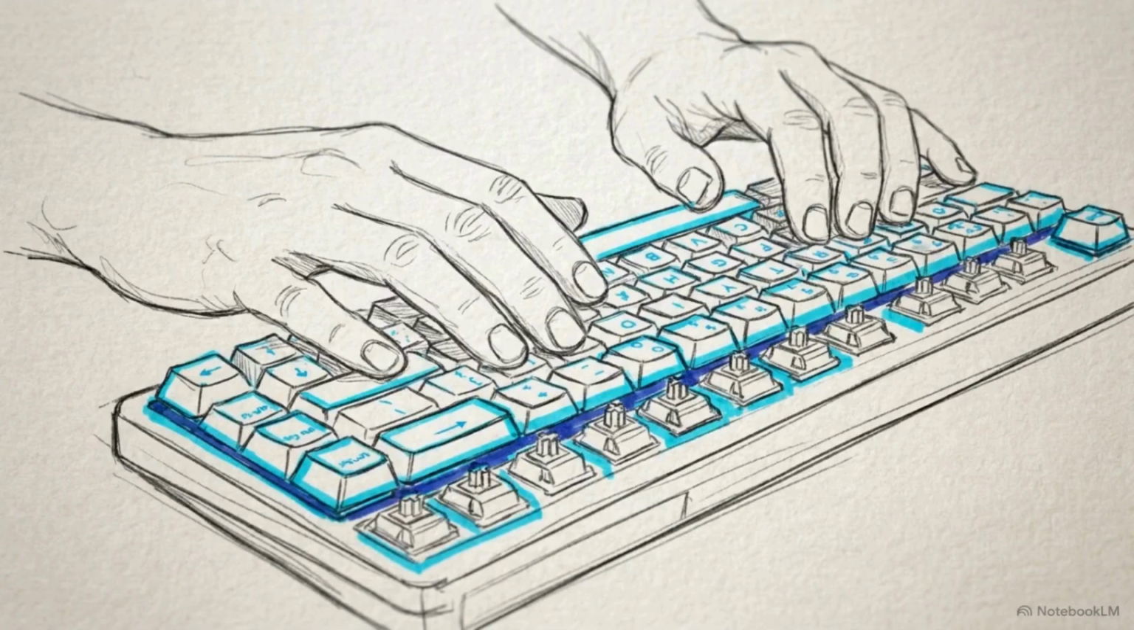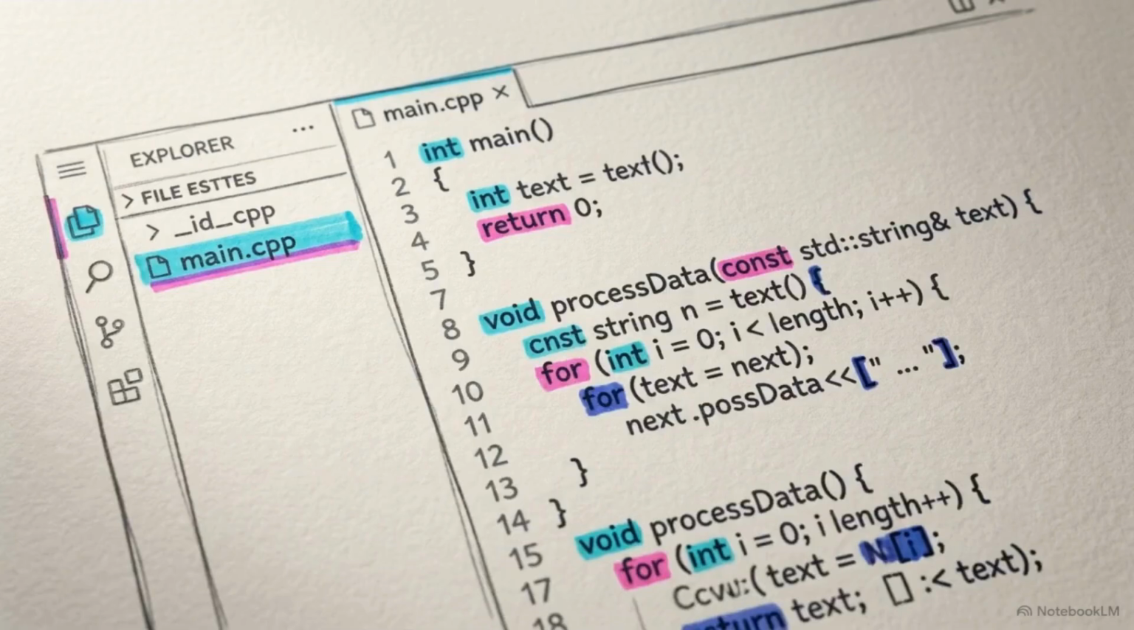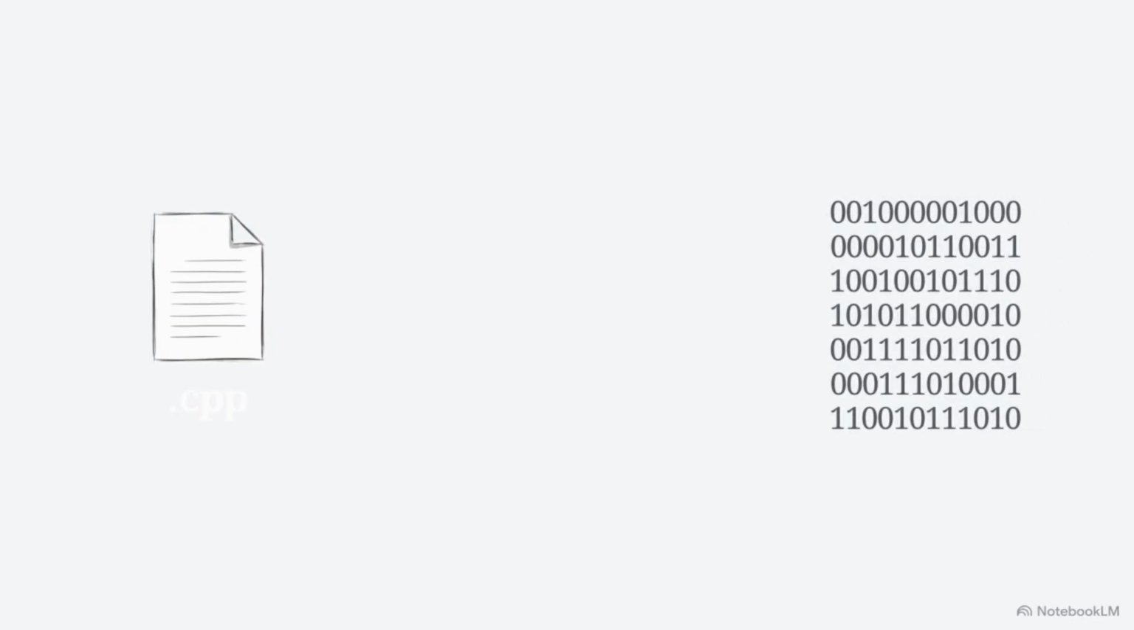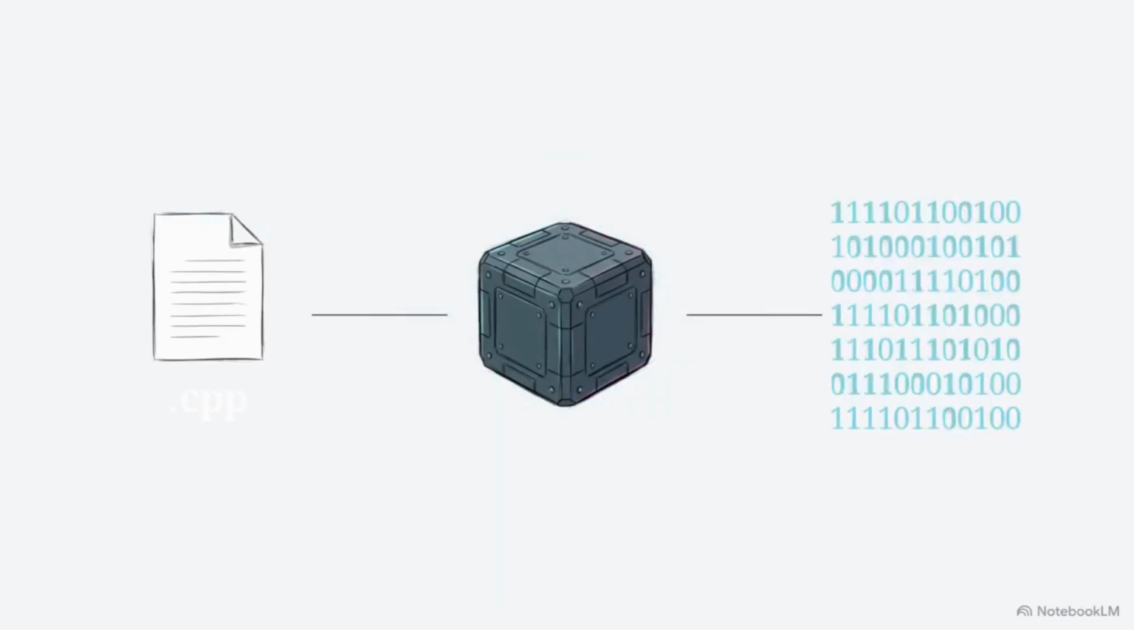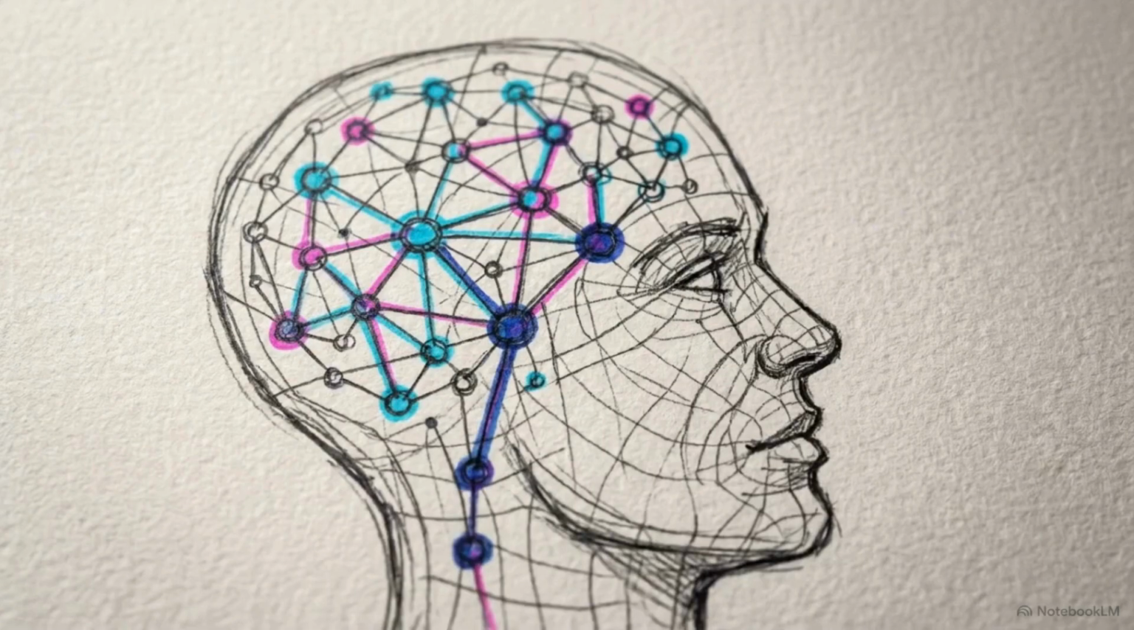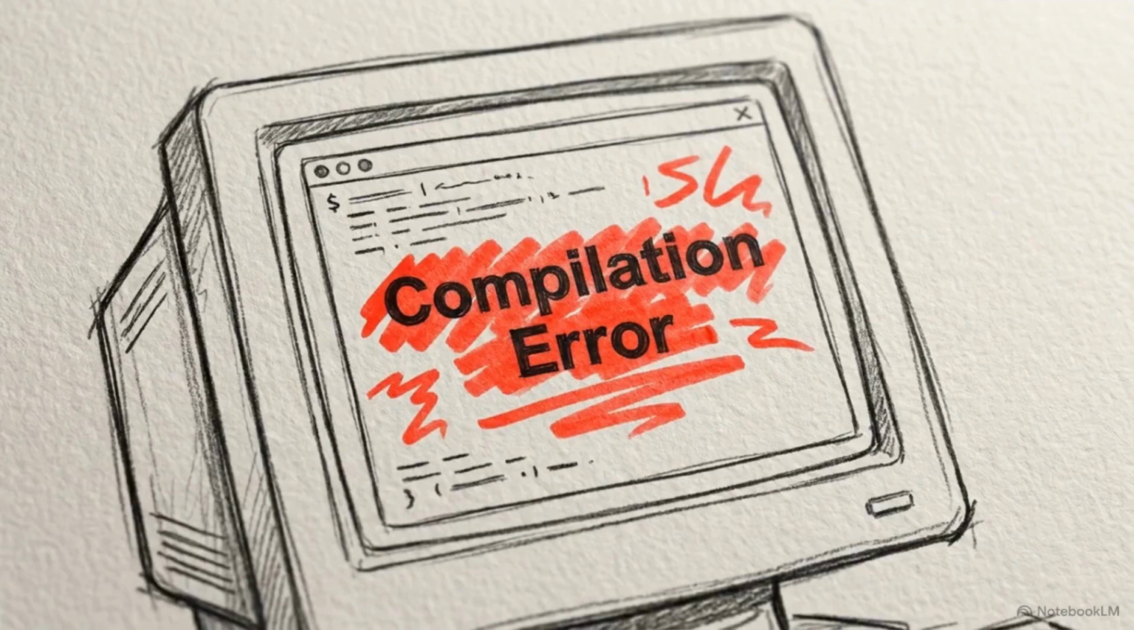The journey starts with your source code. This is the human-readable text file where you write your instructions, saved with a .cpp extension. Look at this diagram. On the left, we have your clean .cpp script. On the right, the chaotic binary that the hardware actually runs. Bridging them is a conceptual black box where the translation happens. Knowing exactly what happens inside this box is the mental map you need to diagnose why a program fails to compile. Let's open it up.